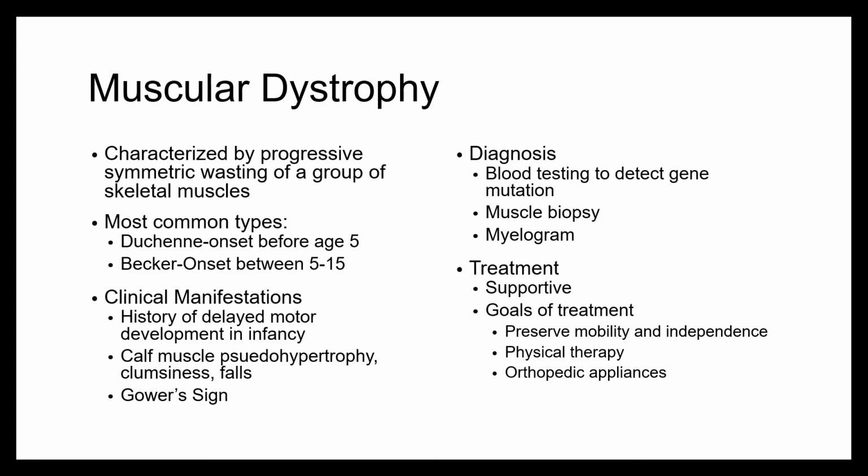Diagnosis of muscular dystrophy is done a couple of ways. One, through a muscle biopsy, which would reveal degeneration of the muscle fibers, and two, the myelogram, which would be the electrical stimulation of the muscles and the recording of contractions that show a decrease in strength. In addition to that, blood testing can be done to detect gene mutations that determine whether or not a parent is actually a carrier of the genes that cause muscular dystrophy.